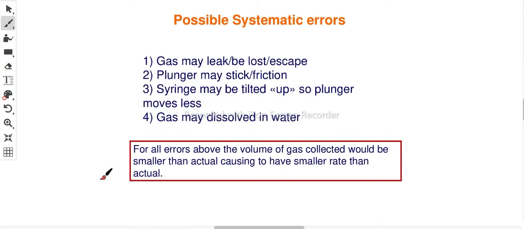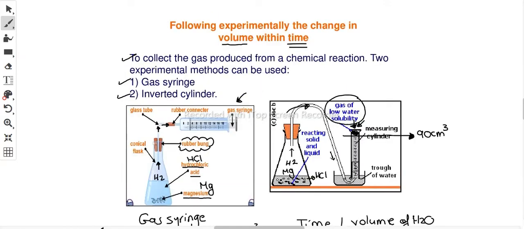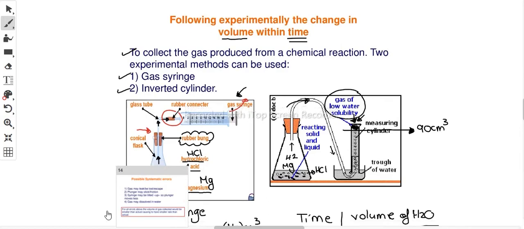From the past paper, actually from paper number 3, they may ask you about some possible systematic errors when we apply them to the gas syringe experiment. So these are the possible answers. One of the systematic errors is that the gas may leak, be lost, or escape. Definitely, it may leak. As you can see here, I have a rubber connector, and also the rubber band right here. There is a possibility also for the gas to leak from here. So this is a systematic error.